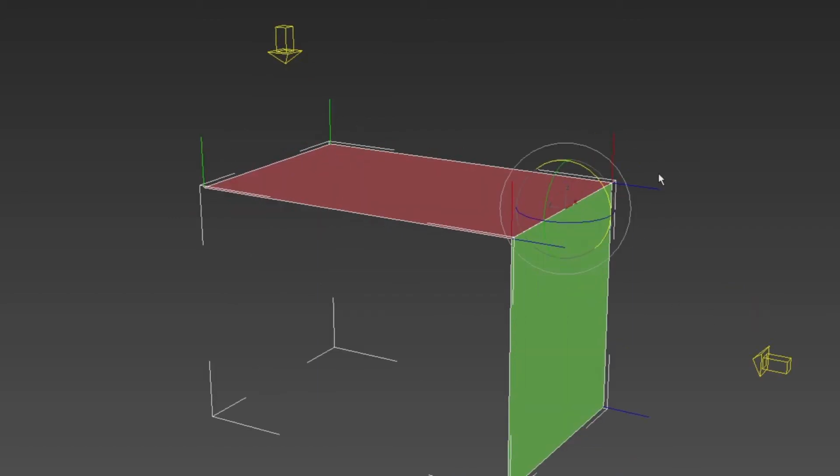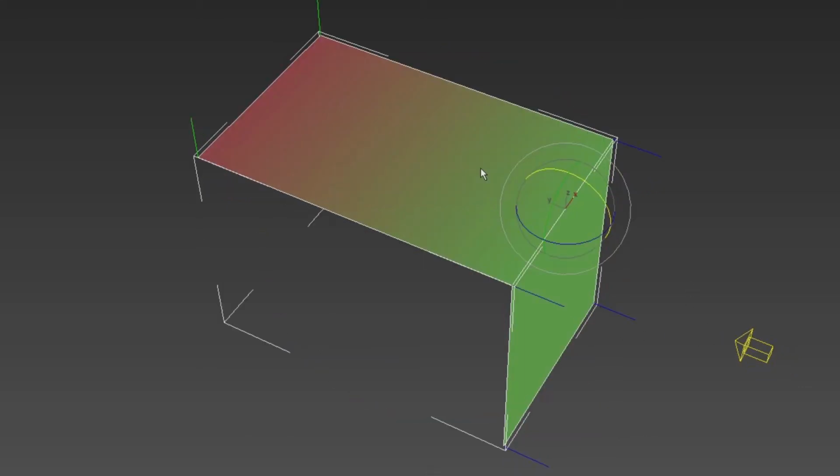If I come over to the right, what if I rotate these vertices so that they then line up with the vertices on the green surface? So I'm going to rotate them. It is now parallel to the green light. We now get a blend from red light to green light.